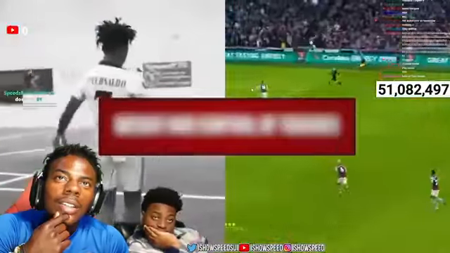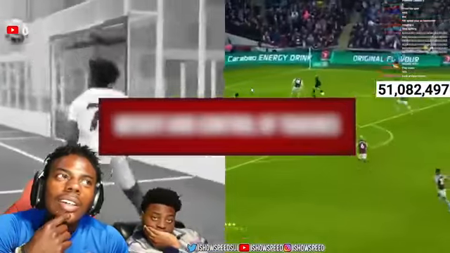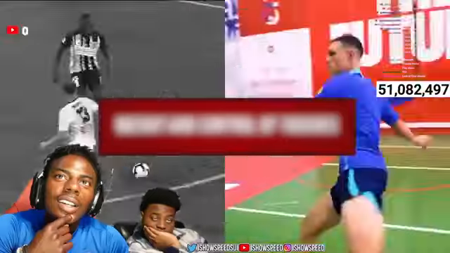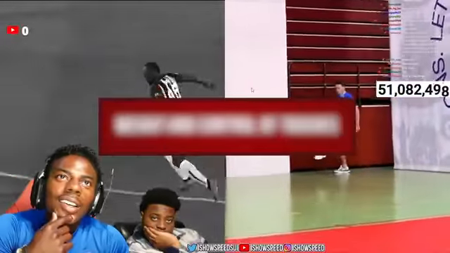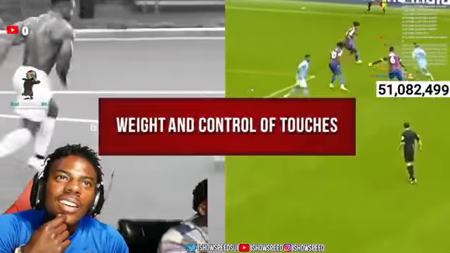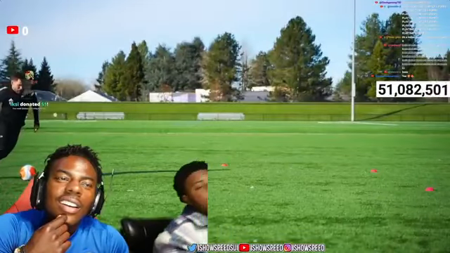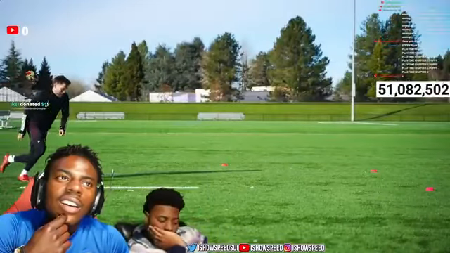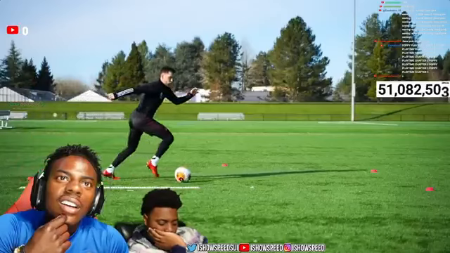In my opinion, the one detail that I believe affects whether you look sharp or sloppy, whether you move fluidly or clunky, or whether you look composed or panicked on the ball is the weight and control of your touches. When you're dribbling with the ball, you will look much more fluid when you're taking the perfect weighted touches every single time to keep your stride consistent.